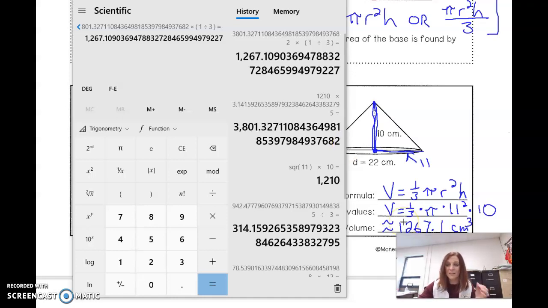Now, what I want you to take away from this is that by writing the formula first and plugging in the values, it literally is just typing numbers into a calculator. That part hopefully isn't hard. Focus on writing down the formula, putting the correct numbers in. Then that will lead you to the answer, which you absolutely can use a calculator for.